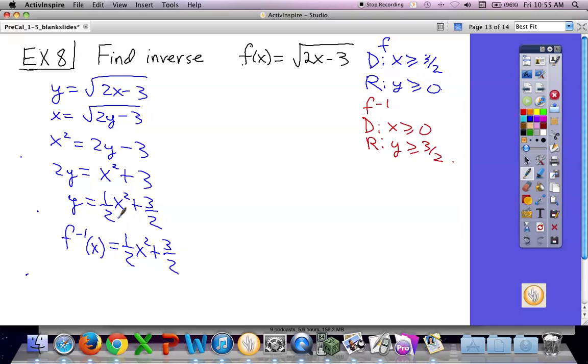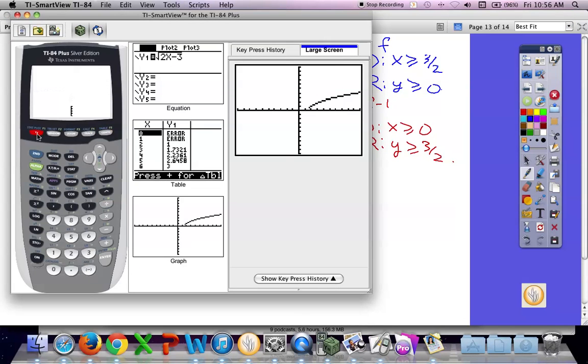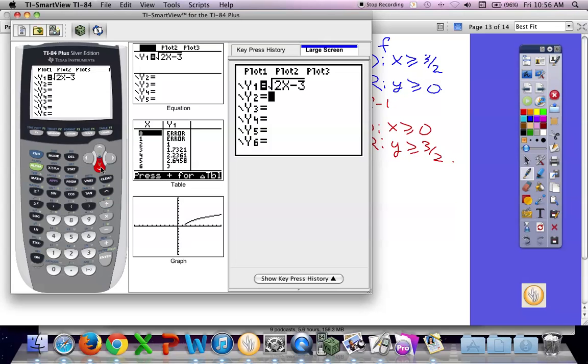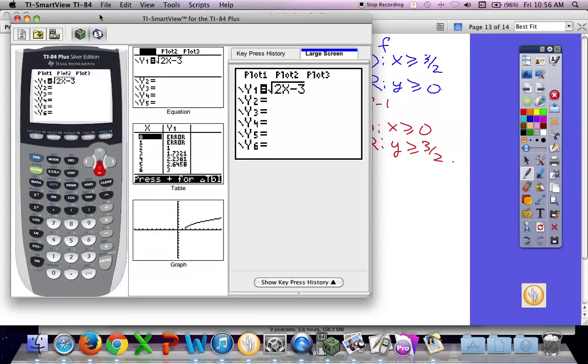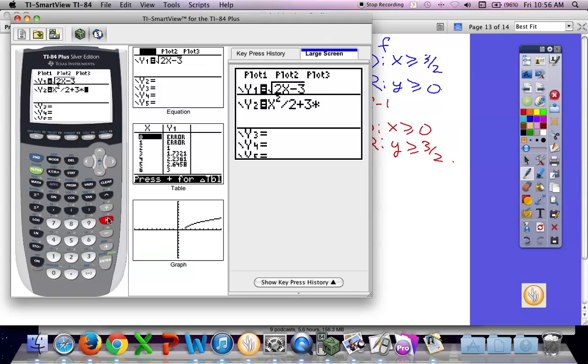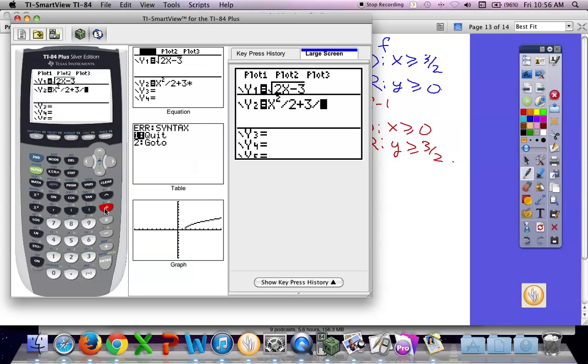Okay, so now we have to look at the graph. Let's see what happens if we put this function in the calculator as the second graph. We know these are supposed to be inverses, right? So on the next line, I'm going to put, to remind myself, x squared over 2 plus 3 halves. X squared divided by 2 plus 3 divided by 2. And graph.